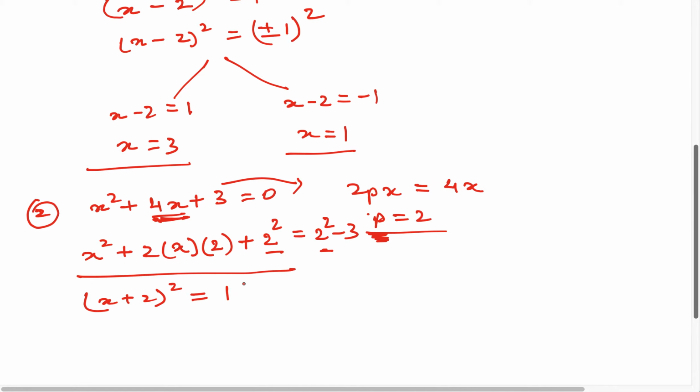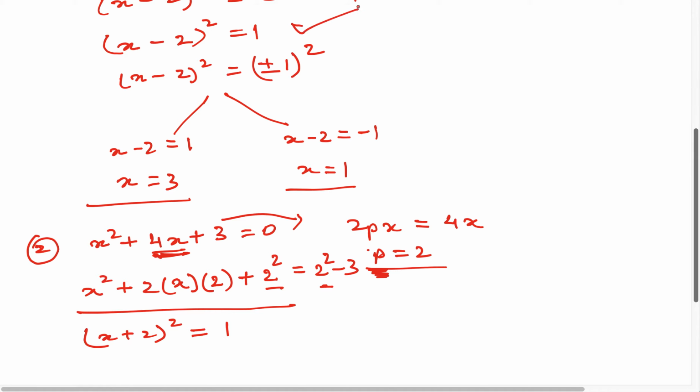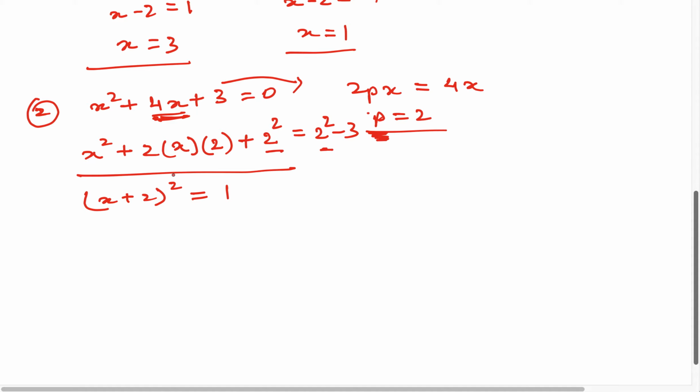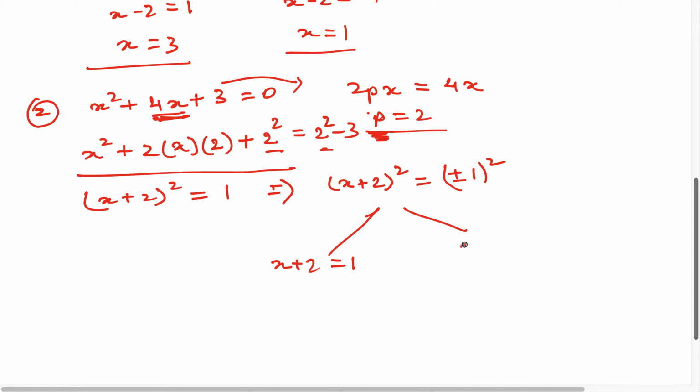I have to do the exact same procedure which I did here. I did x minus 2 whole square is equal to 1. So let me just solve it here. If x plus 2 whole square is equal to 1, this means that x plus 2 whole square is equal to plus or minus 1 whole square. And now this will come in two parts, which is alpha and beta. So x plus 2 is equal to 1 or x plus 2 is equal to minus 1. This will give you x equal to minus 1 and this will give you x equal to minus 3. And this is the solution by completing the square.